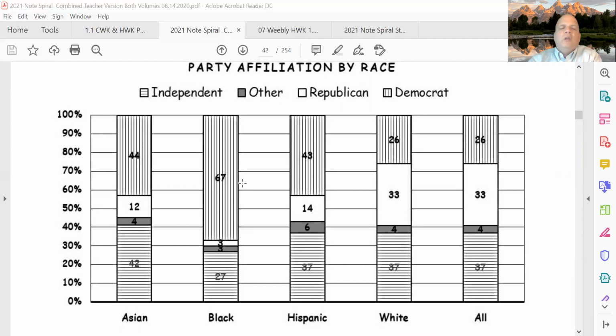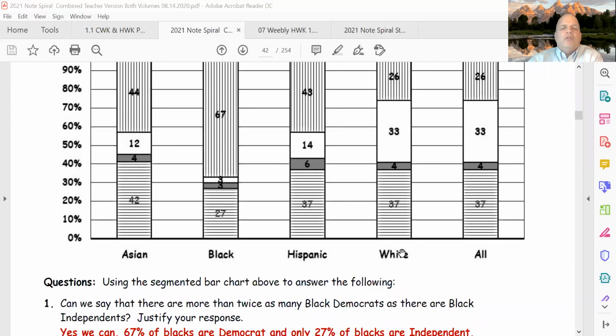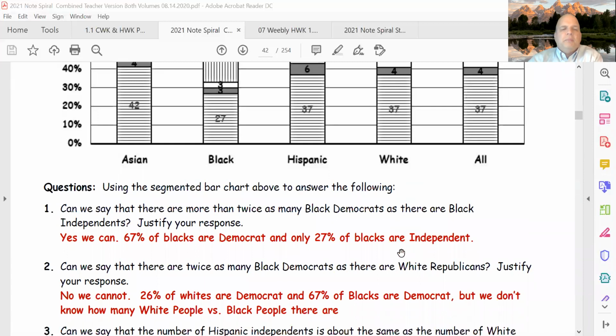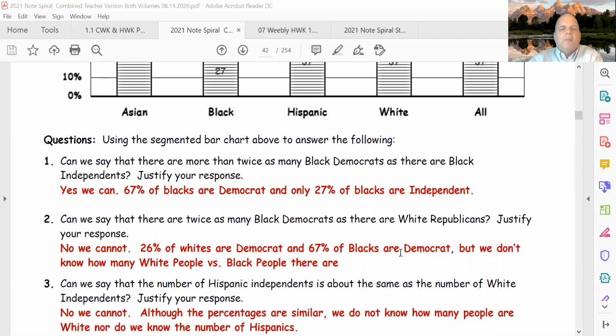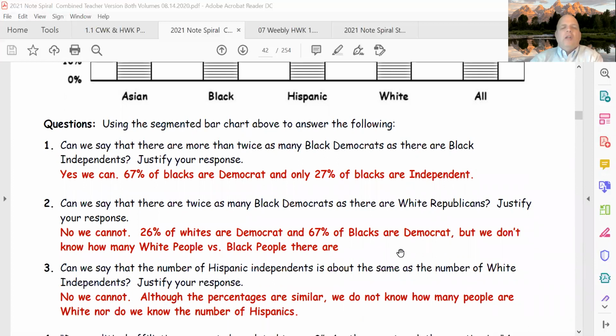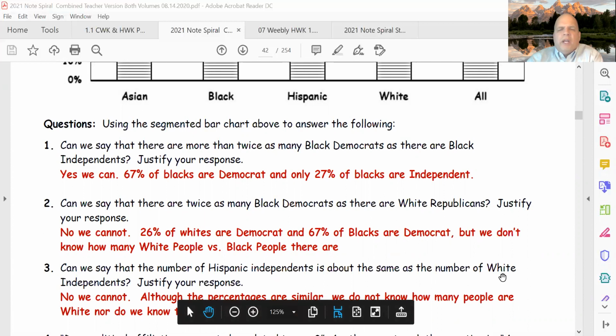And that's because we don't know the population size. There might only be 20 million of one and 100 million of the other. So it could be true, or it might not be true. We just don't know the population size. Okay, so we don't know, because it's not within the same column, we can't say it. Can we say that the number of Hispanic independents is about the same as the number of white independents? Once again, it's not in the same column, so we don't know the population size of the Hispanics and the whites. And because we don't know the population size, we can't make that comparison.